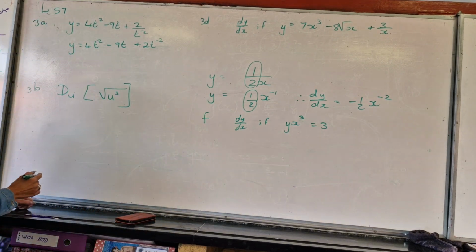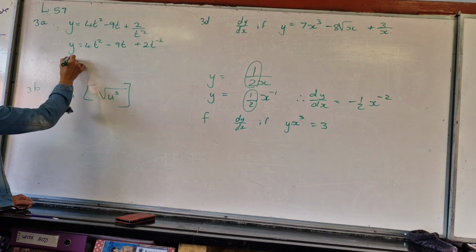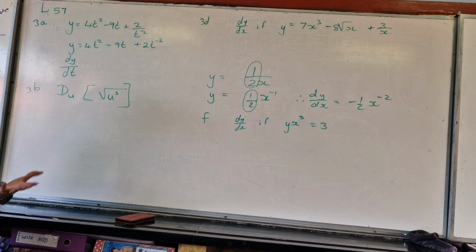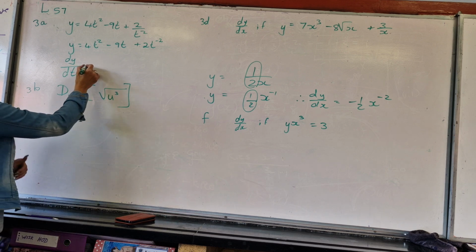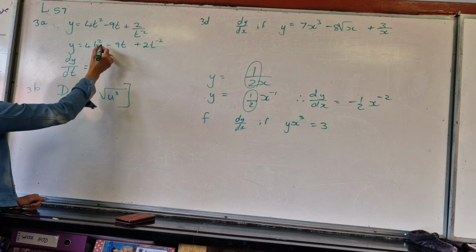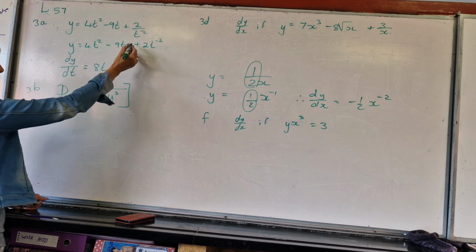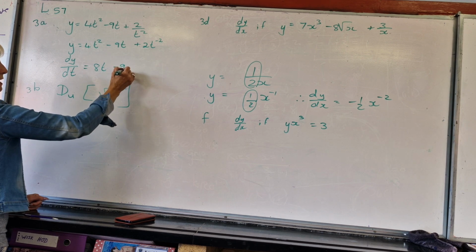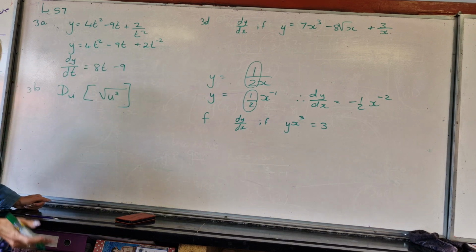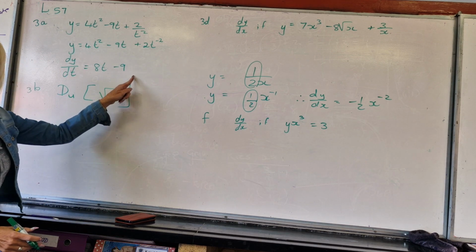I'll erase just now. Now that it is in the correct form, I can do dy dt. Please, if you write dy dx here, you're going to miss them all. And then you're going to derive by saying exponent times coefficient is 8, take away 1 is 1. Exponent, which is 1, times the negative 9 is negative 9. And t to the 0, which falls away because it's negative 9 times 1 then.